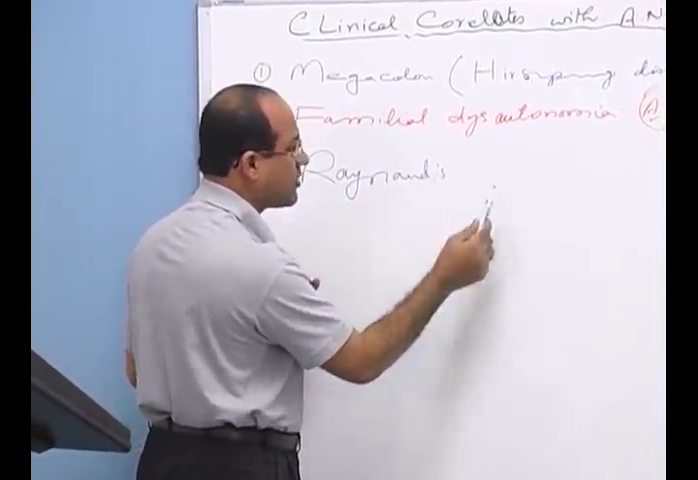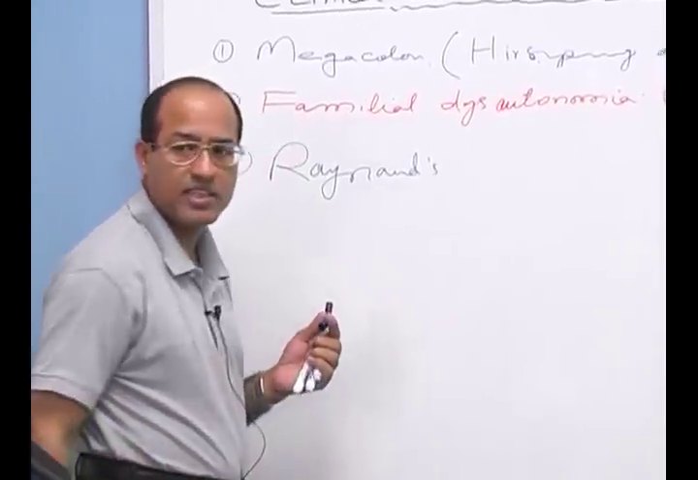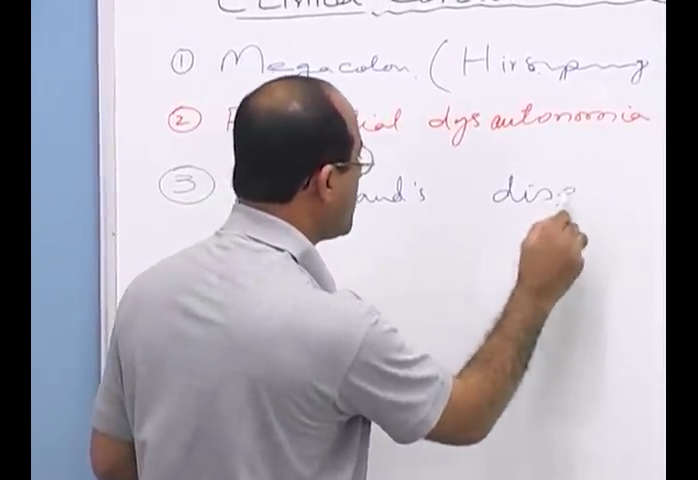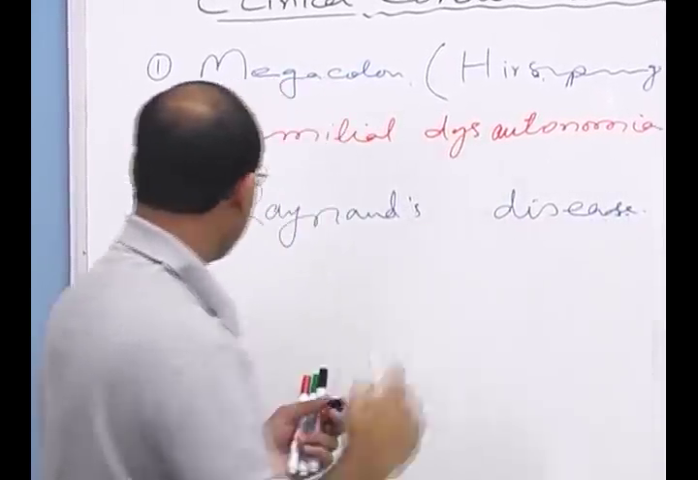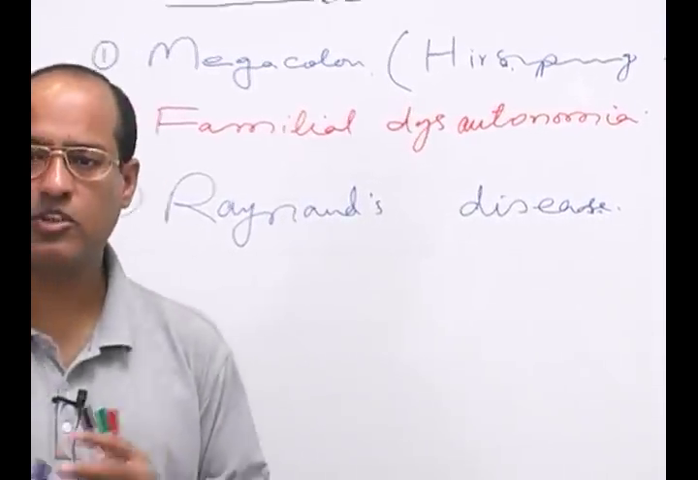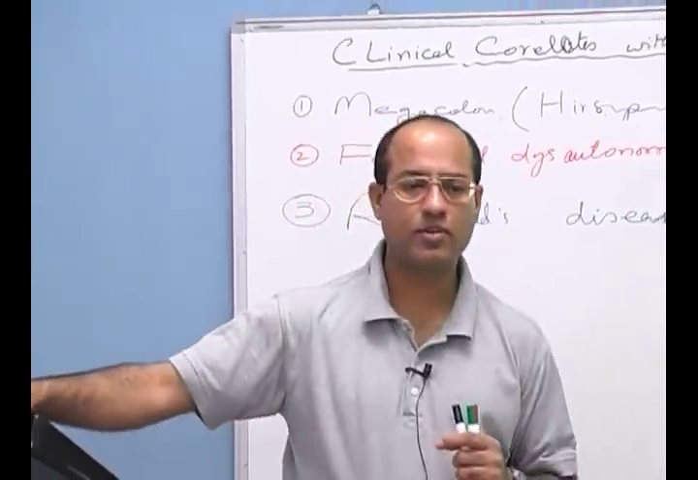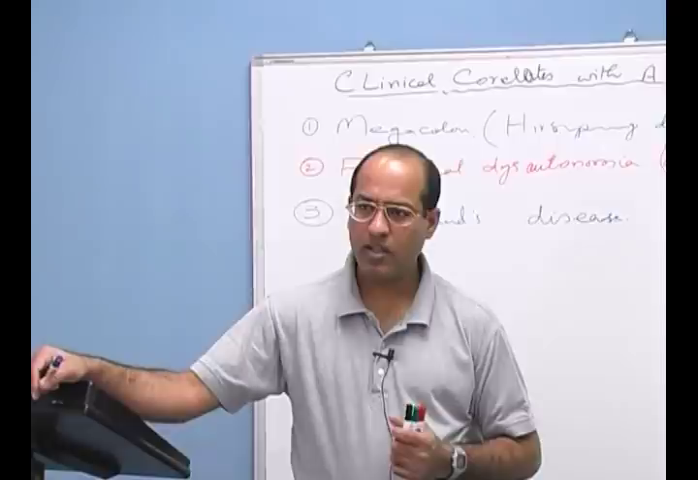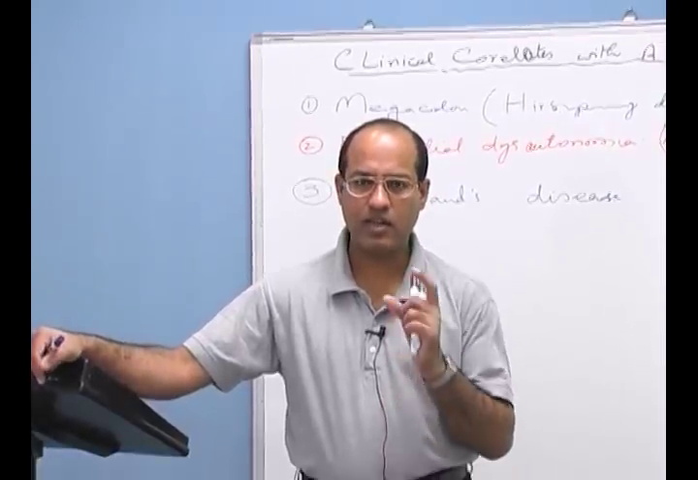Again, I am not going into the detail of these conditions, we will discuss such things in big detail when we study pathology. Raynaud's disease, just a few words about it. You must know what Raynaud's disease is, and you must know how it differs from Raynaud's phenomenon. Is that right? So, first of all, what really happens in a patient in Raynaud's disease?